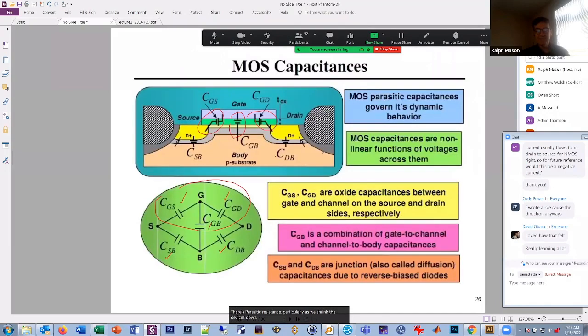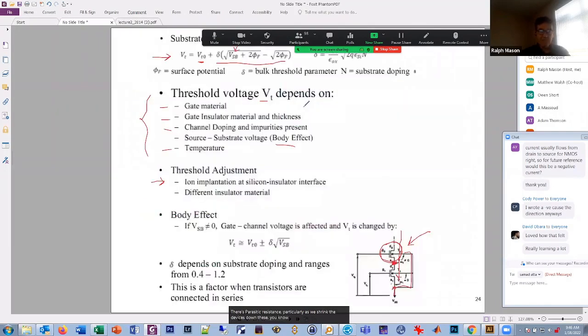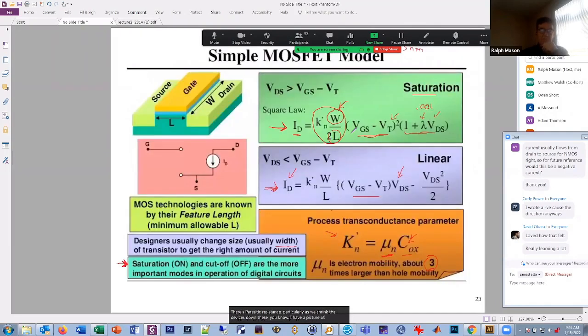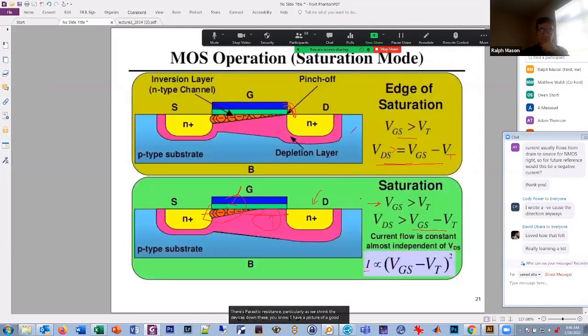Do I have a picture of it? I don't have a good picture here. Do I have a good picture?